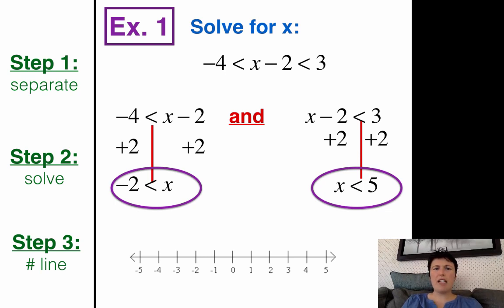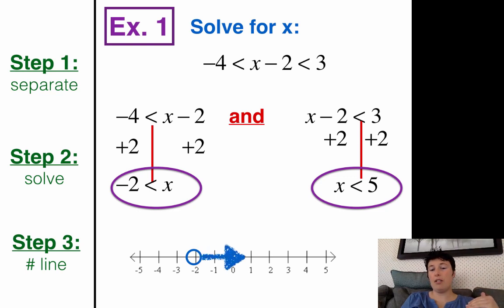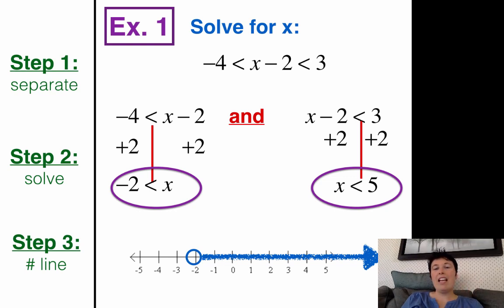I'm going to start with the -2 first. Remember, if I'm going super fast, pause the video. I'm going to circle -2. X is the values that are greater than -2, so I'm going to be shading off to the right again. I'm going to use 2 different colors to show this, blue and red. X is less than 5 means I'm going to circle 5, and less than would be all the values to the left.